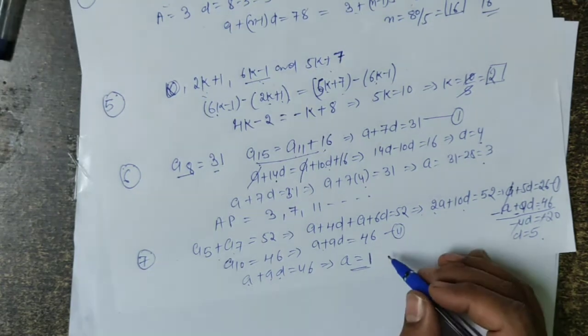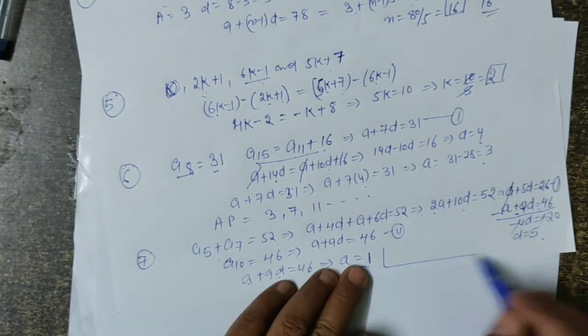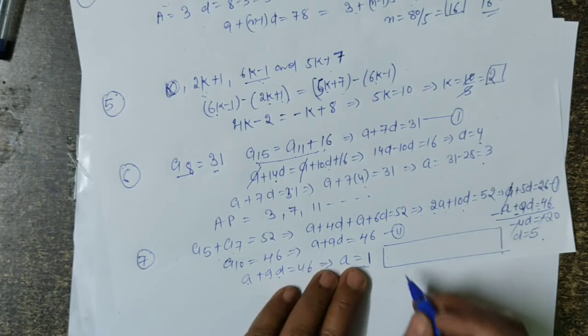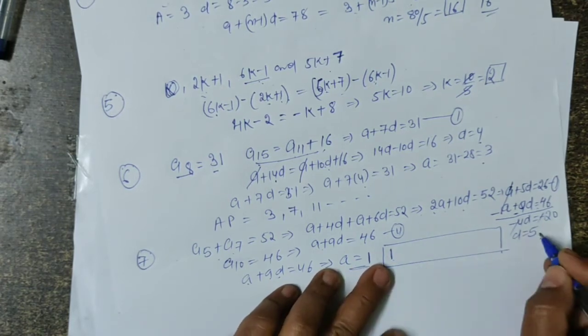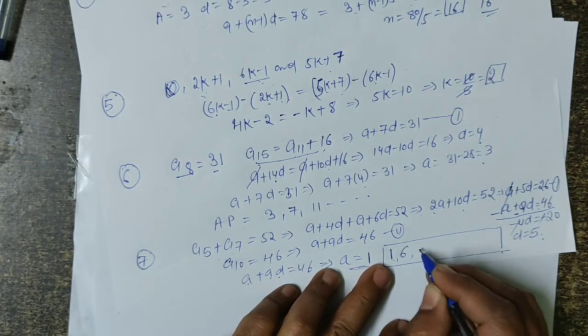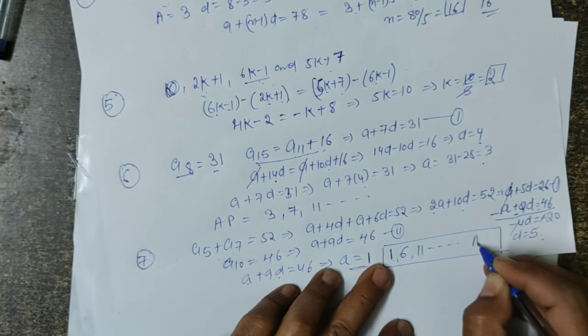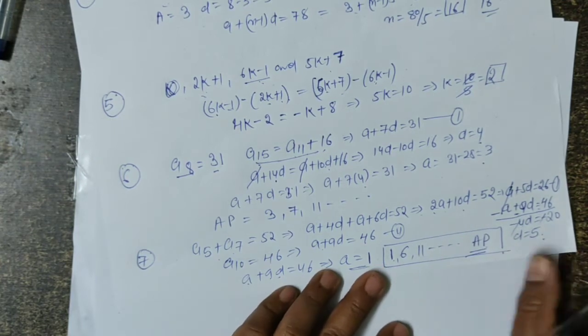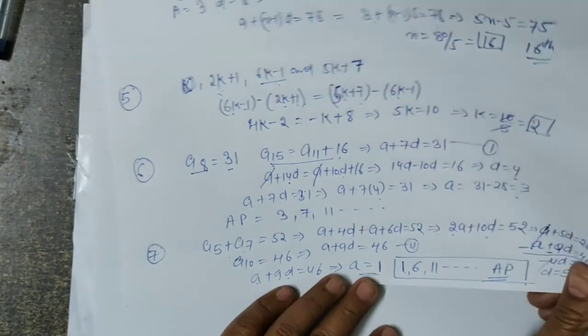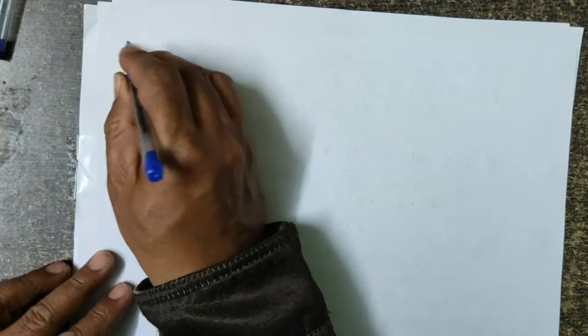So therefore, what will be AP? The question is find the AP. First term is 1, then 6, then 11, and so on. It is called the required AP. Now move ahead. It's about question number 8. What is it? These are very good practice questions, beta.